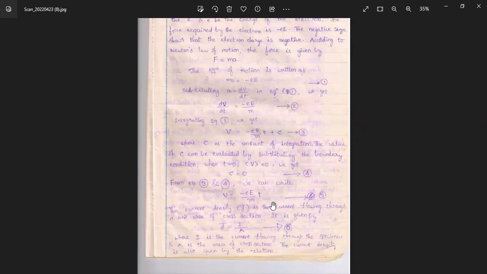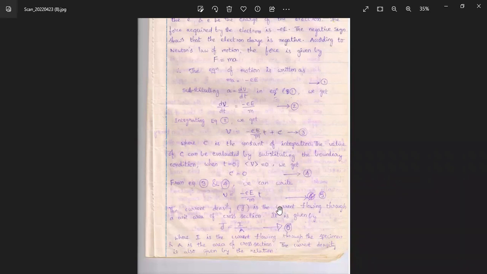We have to apply boundary conditions. When t is equal to 0, when time is equal to 0, velocity is equal to 0, we get c is equal to 0. From equations 3 and 4, we can write v is equal to minus E by m into t, because c is 0.